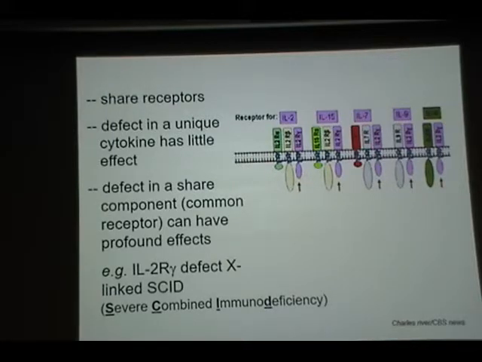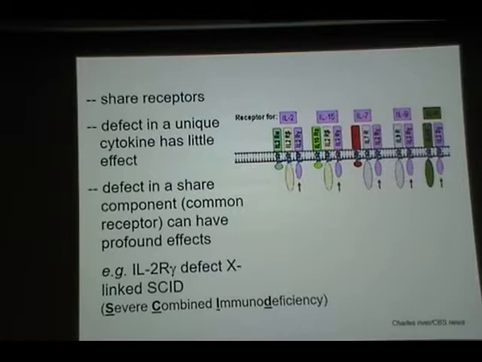Because, for example, if the body doesn't produce IL-7, you can still have IL-15 or IL-9 to have the same function. And this is a typical redundancy. However, defects in the shared component, or common receptor, an example here being the IL-2 receptor gamma subunit, will have profound effects.